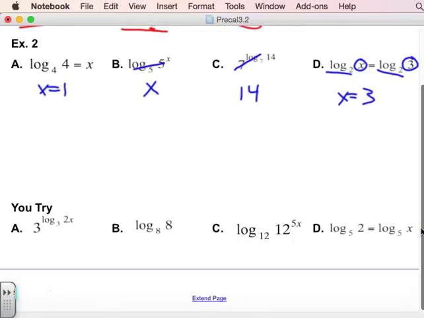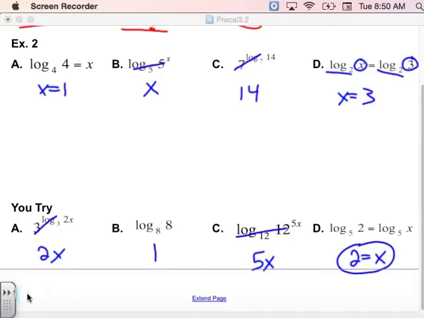All right, so I want to pause it and let you try these down here, see if you can use the properties of logarithms. On the first one, you've got a base 3 raised to a log base 3 of 2x. So the base 3 and log base 3 cancel out and just leave 2x. There's no way to solve for x here because you don't have an equation, so you just leave it as 2x.